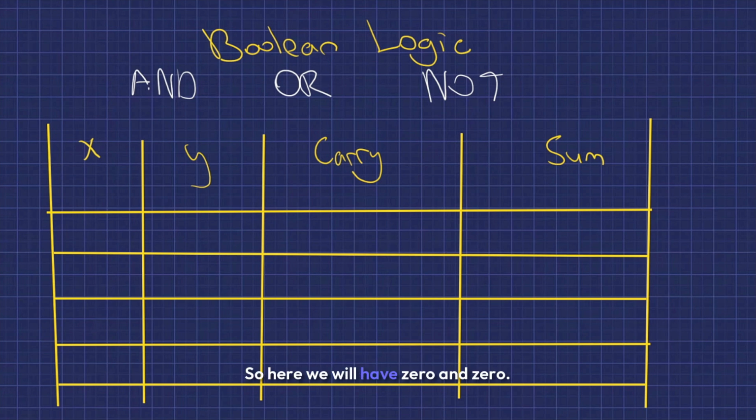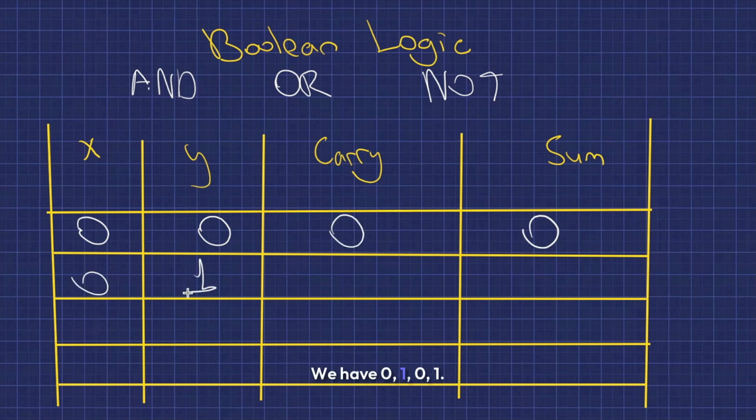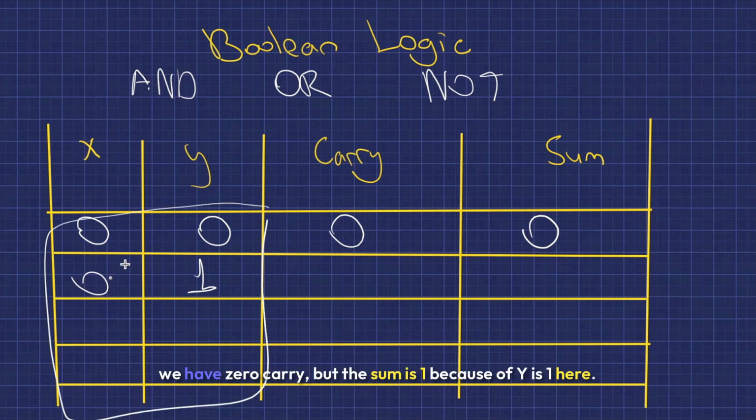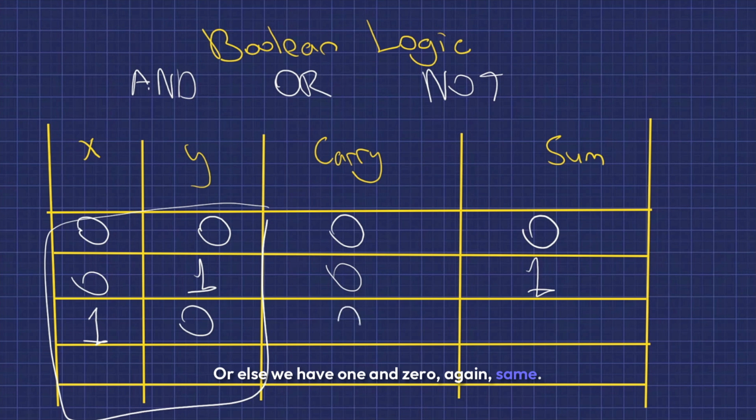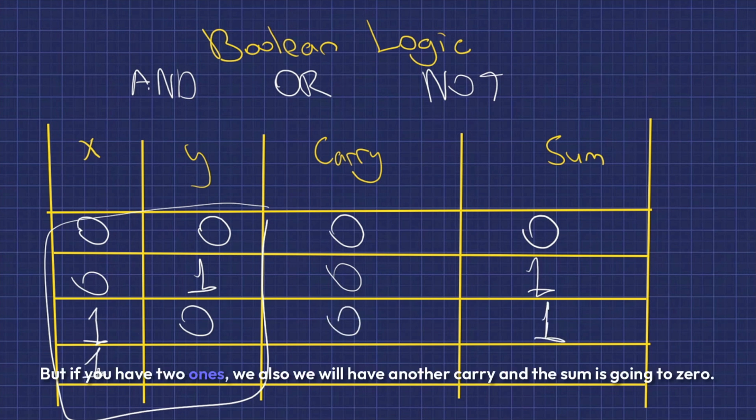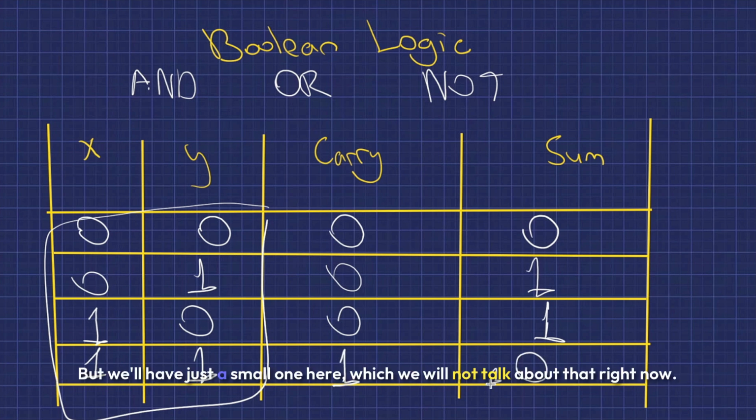So here we will have 0 and 0. We have 0 carry as well, and the sum is 0. We have 0, 1, 0, 1. We have 0 carry, but the sum is 1 because y is 1 here. Or else we have 1 and 0, again the same. But if you have two 1s, we will have another carry, and the sum is going to be 0. But we'll have just a small one here, which we will not talk about right now.